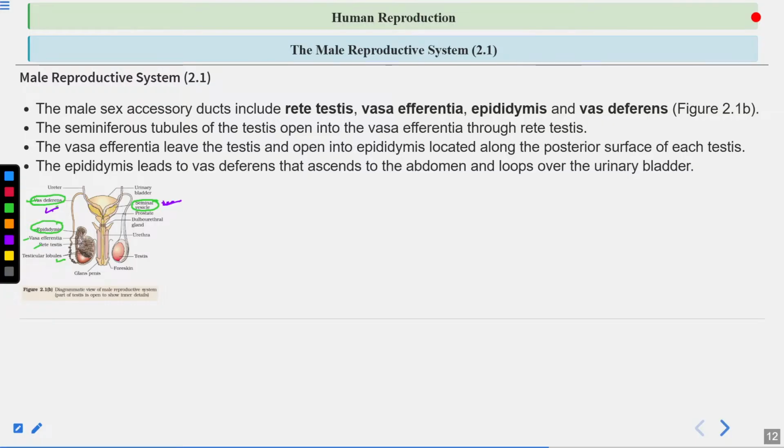And from the ejaculatory duct, the sperm will move out of the body through the urethra and finally through the urethral meatus. So this is the urethra, you can see here, and the end of the urethra, the tip of the urethra, is known as the urethral meatus.